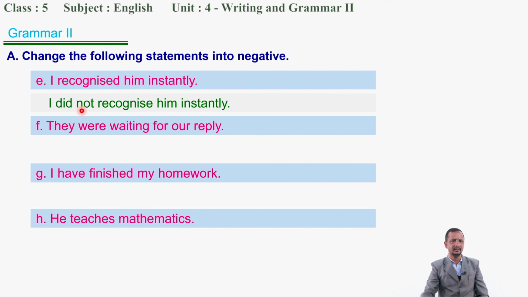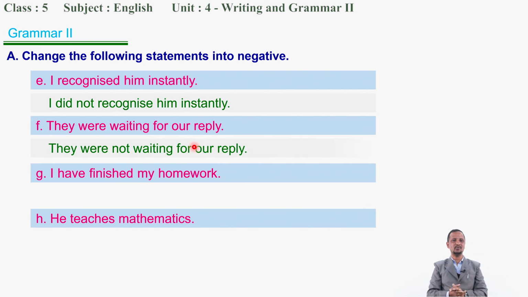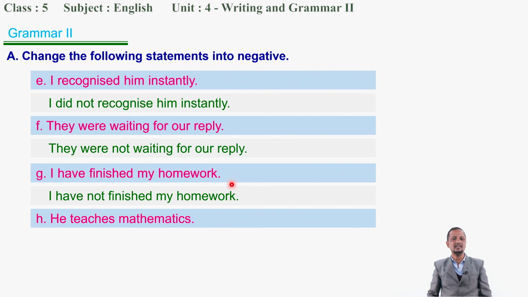Now F. They were waiting for our reply. It's easy, is it? Where to put not? Very good. That's an easy one. They were not waiting for our reply. And here is: I have finished my homework. Have and have not. Good. I have not finished my homework.